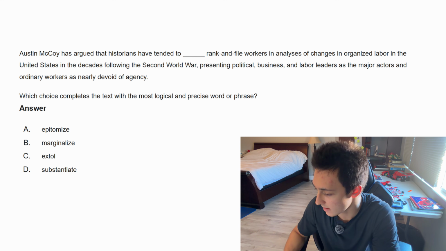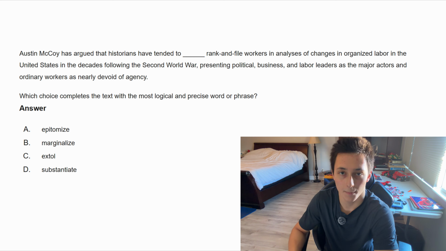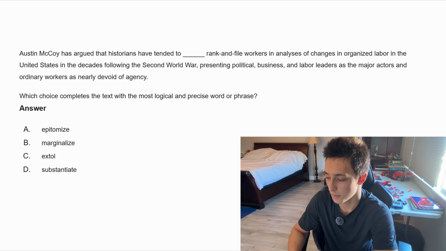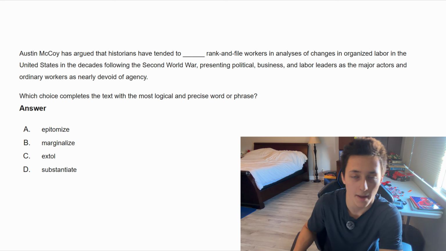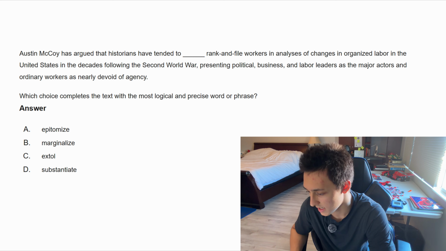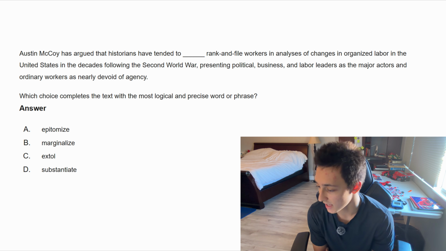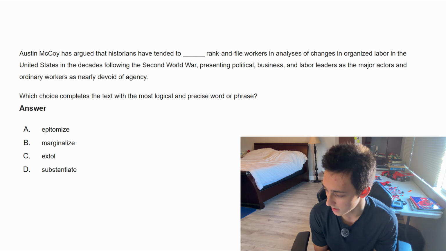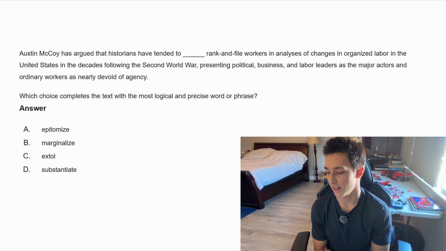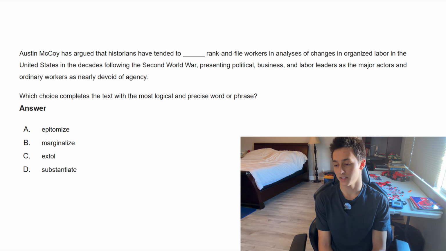All right, so I'm seeing rank and file workers, and I'm seeing political, business, and labor leaders. So I feel like those are kind of opposites, right? Because rank and file workers, to me, that sounds like the 9-to-5 people. That's what's going on in my brain. So when I'm looking at the blank, I'm thinking it's something along the lines of neglect, maybe overlook these people, because it's saying the business leaders and labor leaders are the major actors, and they're the ones that are actually getting the clout, right? That's what I'm thinking. So my solution would be neglect.